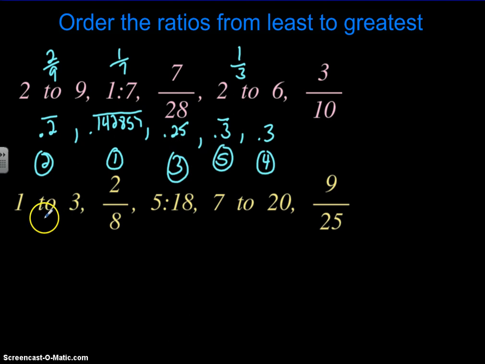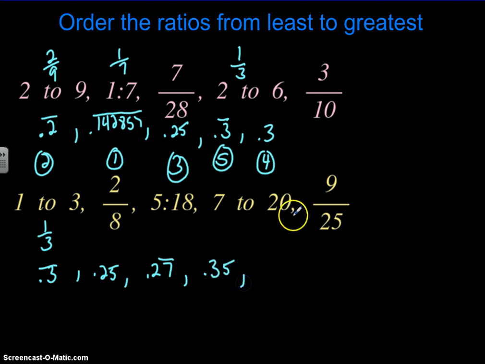Look at the next one. 1 to 3, that's the same as 1 over 3. 1 over 3 is 0.3 repeating. Next one, 2/8, that's the same as 1/4. Well, 1/4 is 0.25. Okay, 5/18, that we're going to divide. We get 5 divided by 18. We get 0.27 repeating, with the 7 repeating. Okay, 7/20, well, 1/20 is 0.05, so 7 of those will be 0.35. 9/25ths, 1/25th is 0.04. 9 of those would be 0.36.